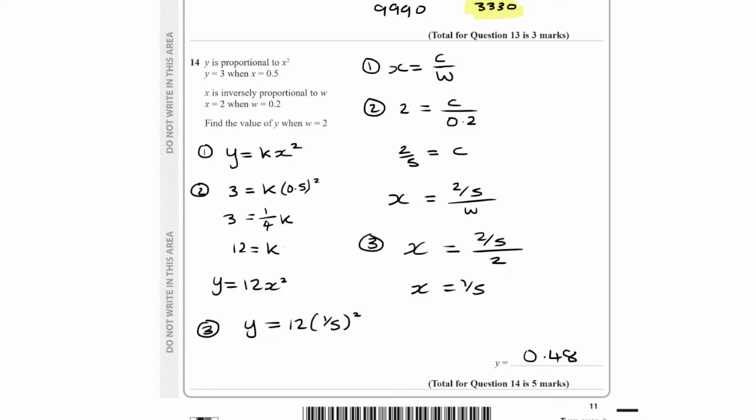So it's just normal proportion, but you've had to do it twice, basically. And you get 5 marks.